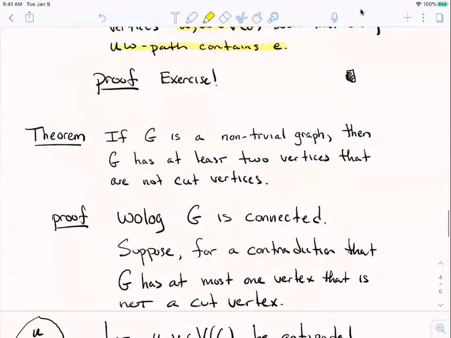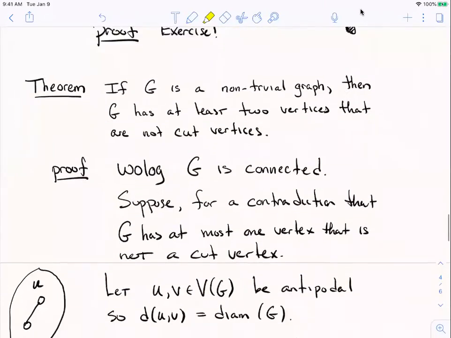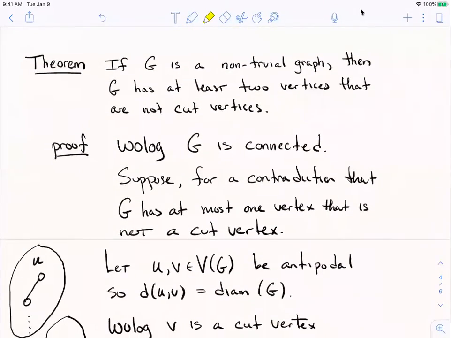One more theorem in this video lecture. Let me try to walk you through it real quick to keep the video short, and then you can ask me questions about it. The theorem says that if you take a non-trivial graph, it has at least two vertices that aren't cut vertices. So every non-trivial graph has at least two vertices that when you pull them out, you're not going to change the number of connected components.